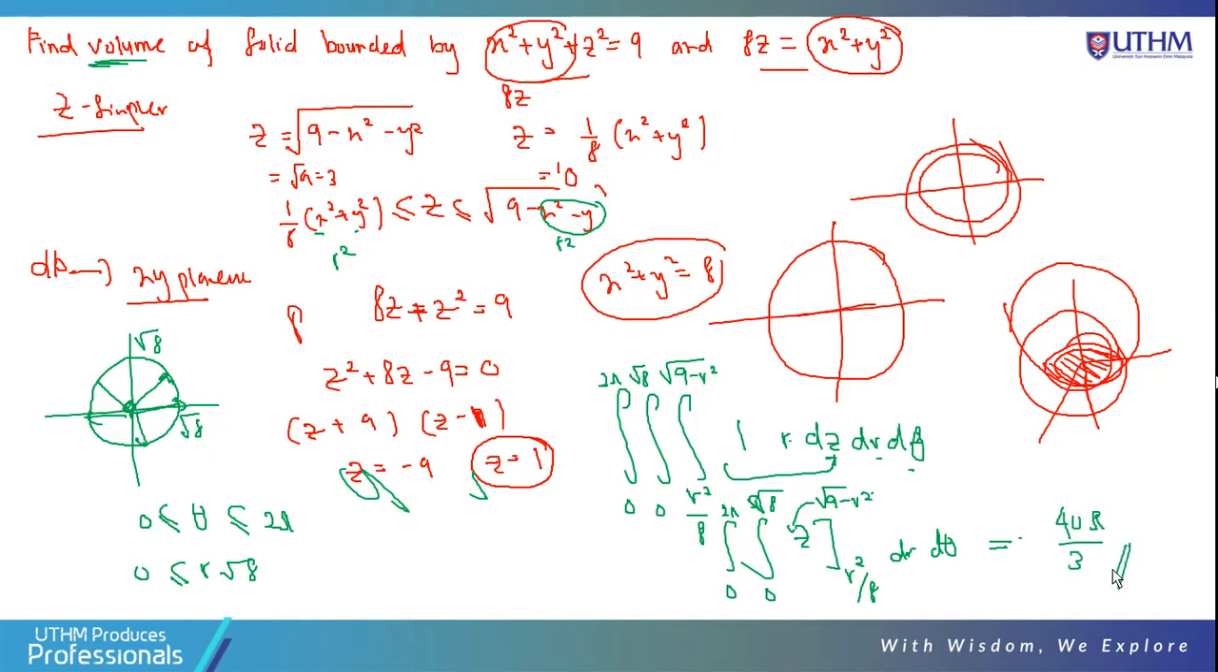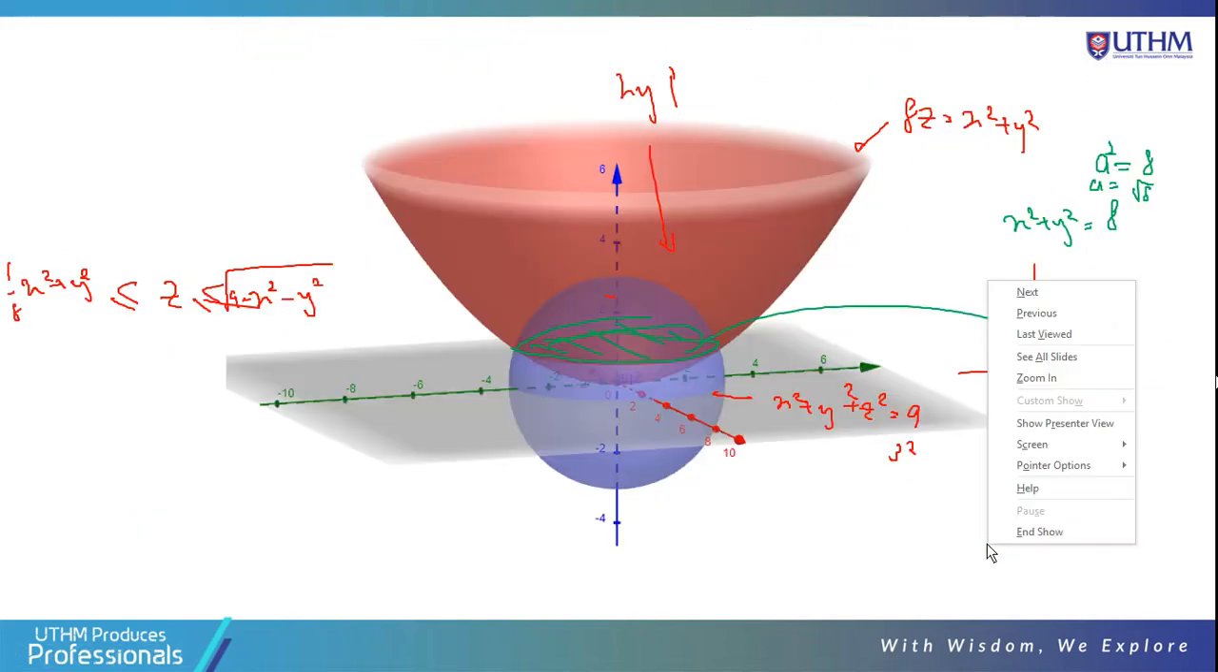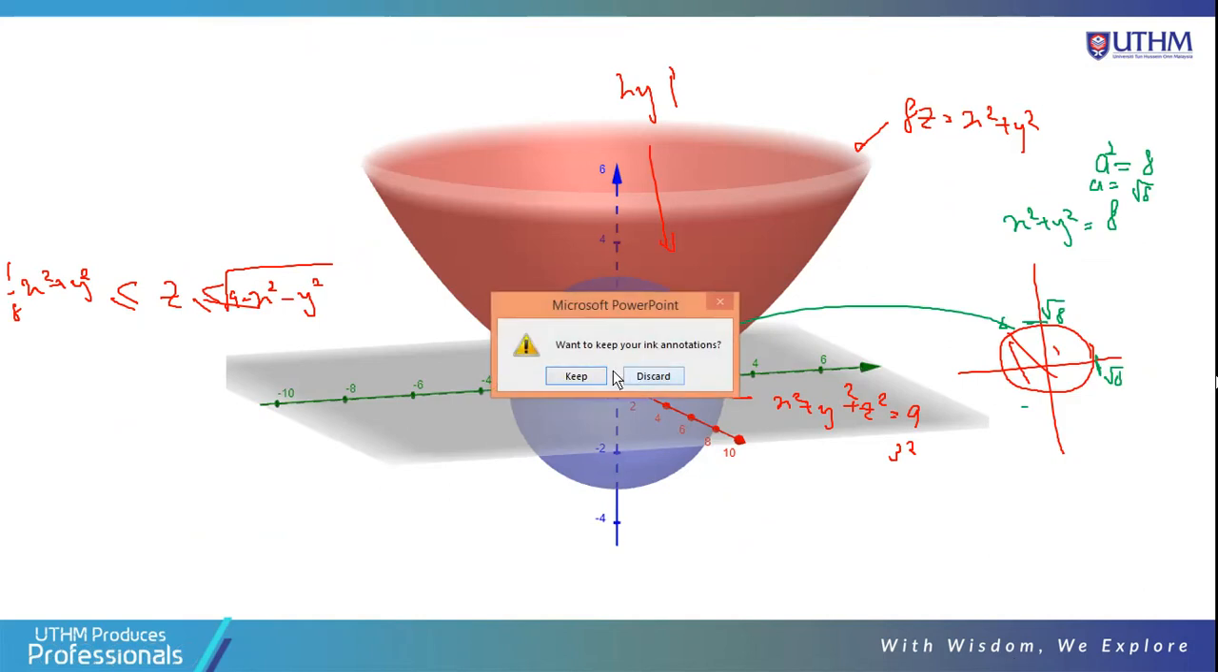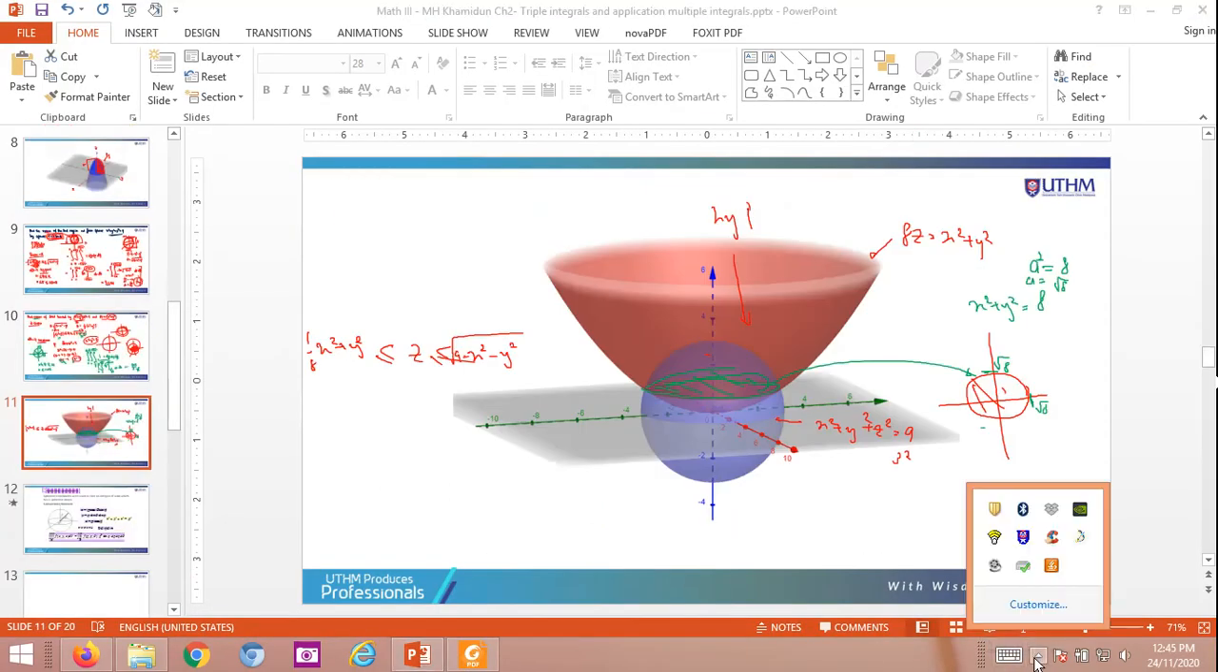Okay, try to solve it. So that's all for the cylindrical coordinate, and after this we continue with the spherical coordinate, the last coordinate system that we can use to solve the triple integral. Okay, thank you all.